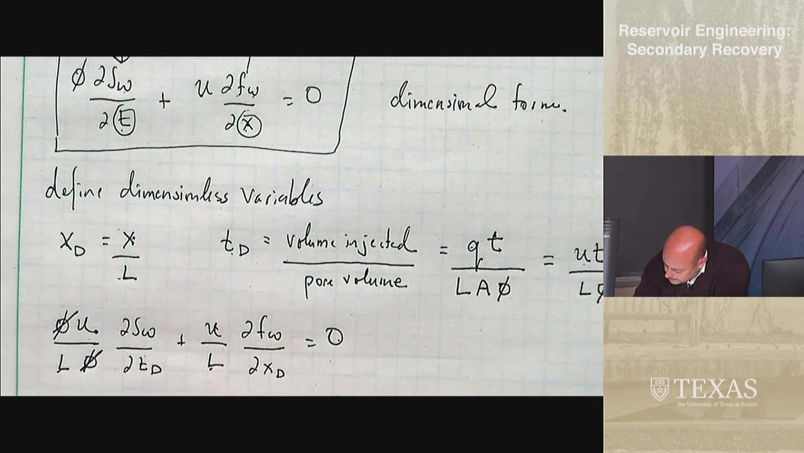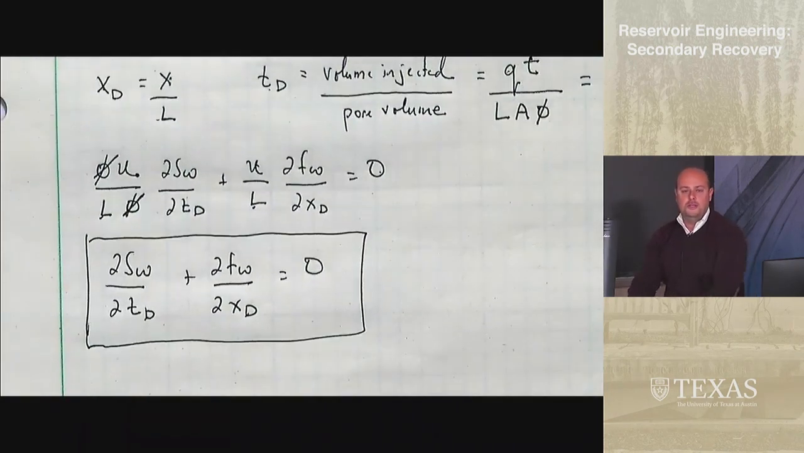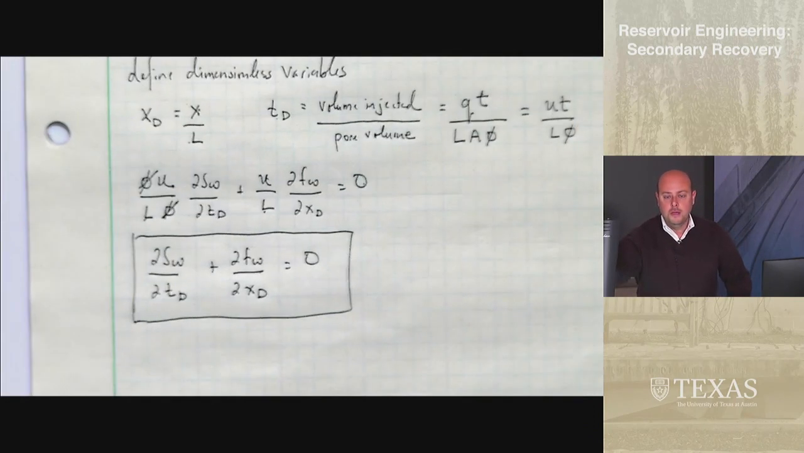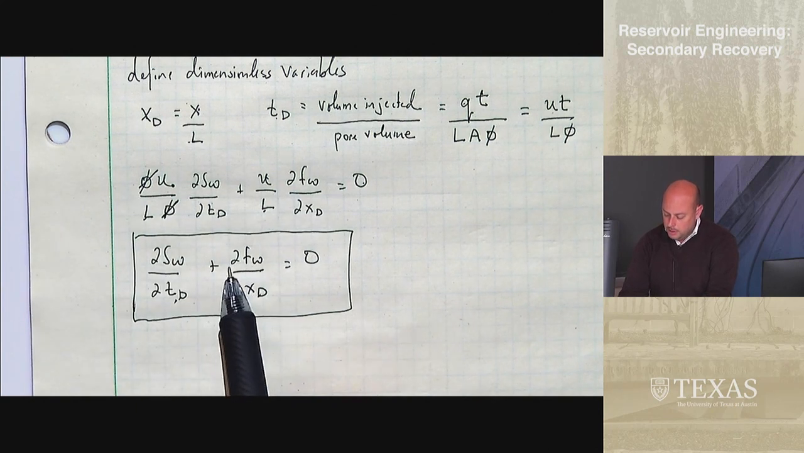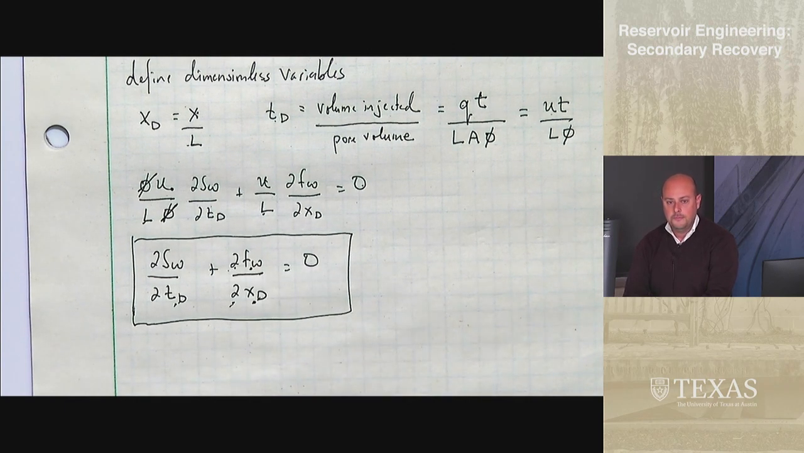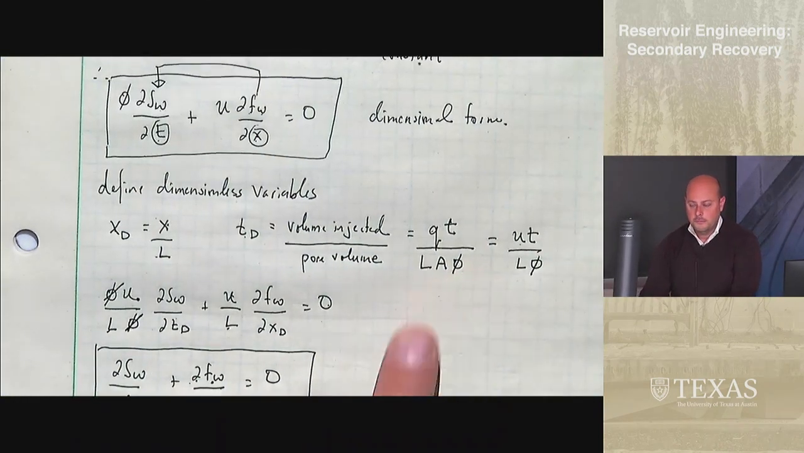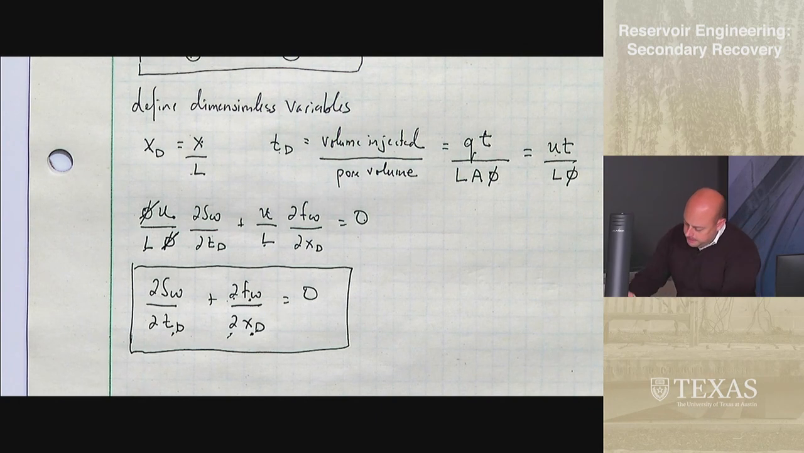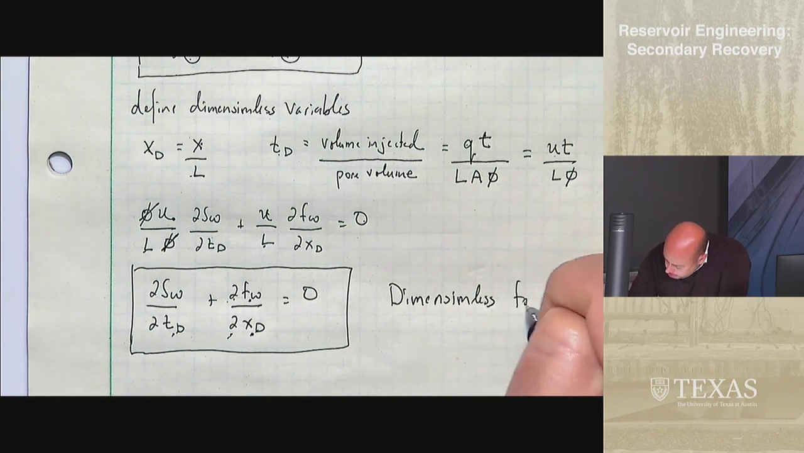So another way of writing this is that. Okay. So this is a new PDE. I should say it's a dimensionless form of the PDE that says the change in water saturation with dimensionless time plus the derivative of fractional flow with respect to distance is equal to 0, where tD and xD were defined up over here. This is the dimensionless form.